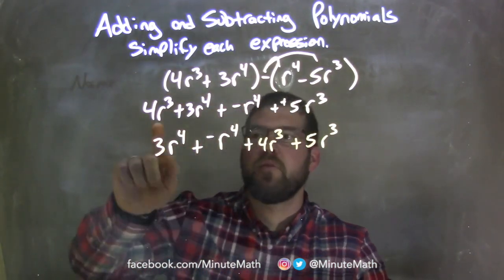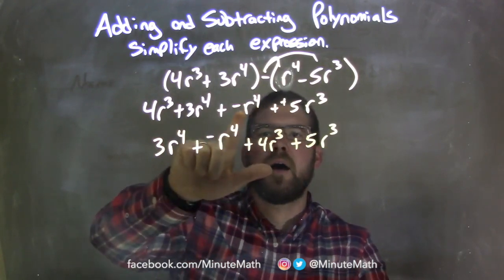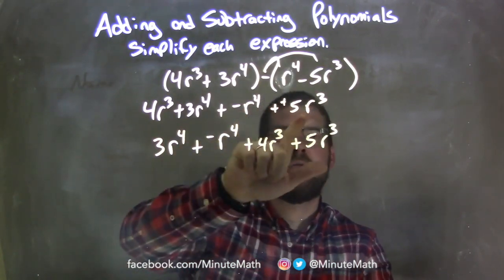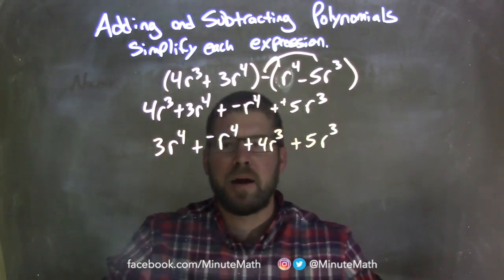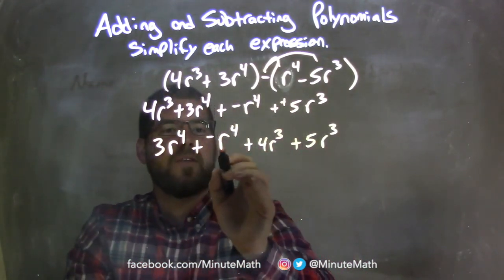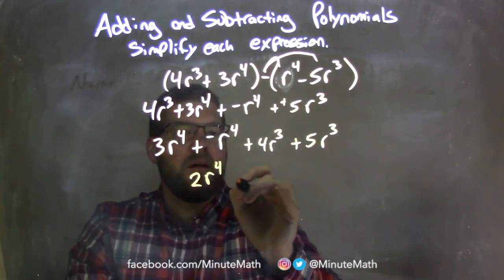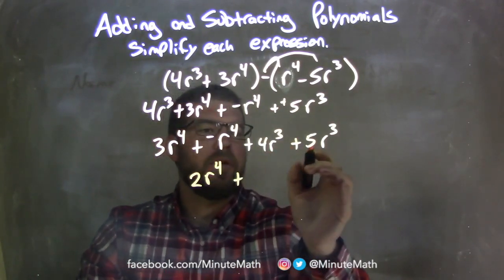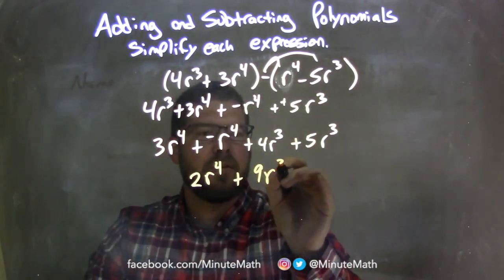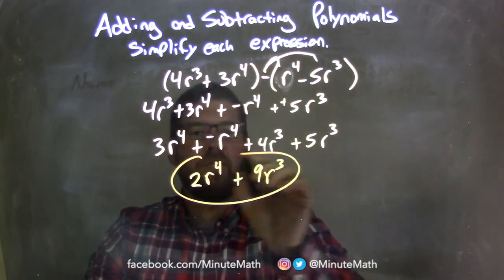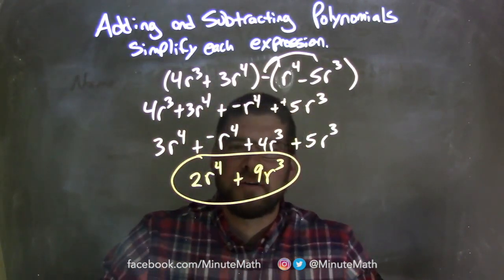Let's double check. 4r to the third right there, 3r to the fourth right there, negative r to the fourth right there, and 5r to the third right there. Make sure we got everything down. Now let's combine our like terms. 3r to the fourth plus a negative r to the fourth is a 2r to the fourth. Then we add here 4r to the third plus 5r to the third is a 9r to the third. And there we have it. We have our final answer. It's simplified. We have 2r to the fourth plus 9r to the third.